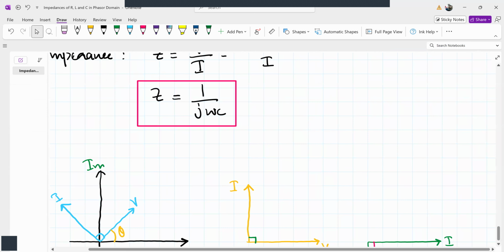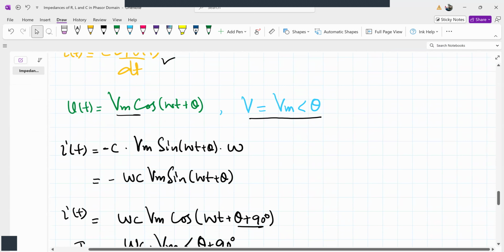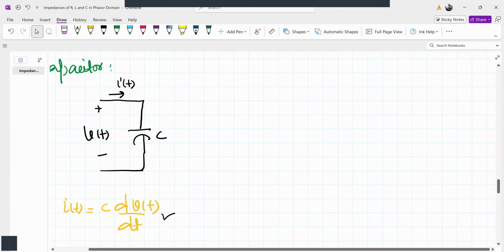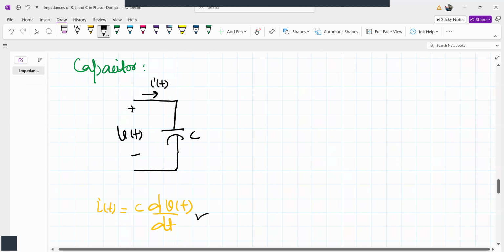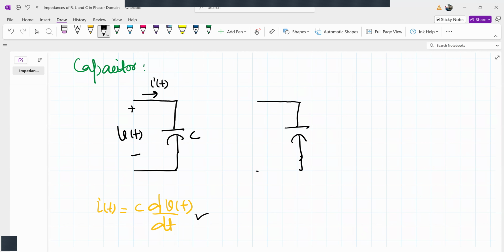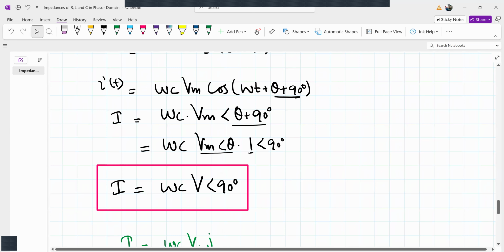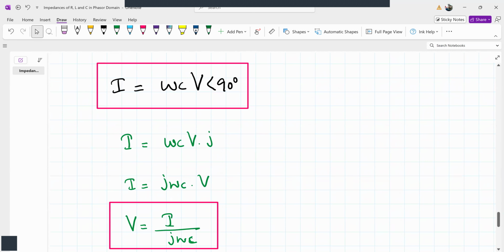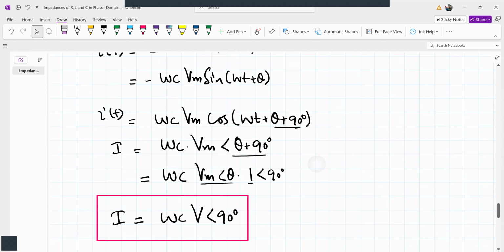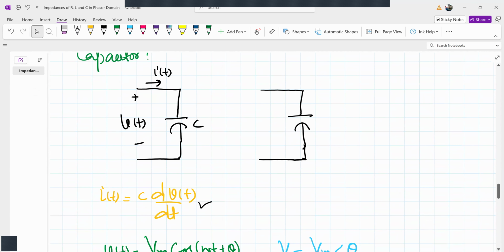So how are V phasor and I phasor related? If I have to draw the electrical equivalent here, if I have to replace the capacitor in the phasor domain, how are V phasor and I phasor related? V phasor and I phasor are related by this expression. So if the voltage, that is the V phasor, is V and the current is capital I, then the capacitor will be replaced by 1 by j omega C. Okay.